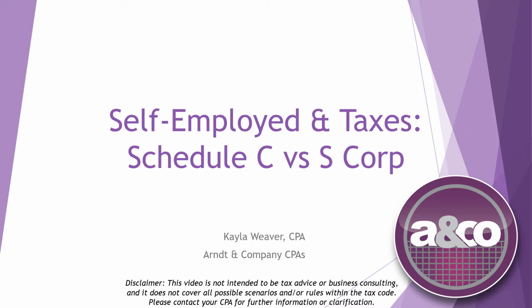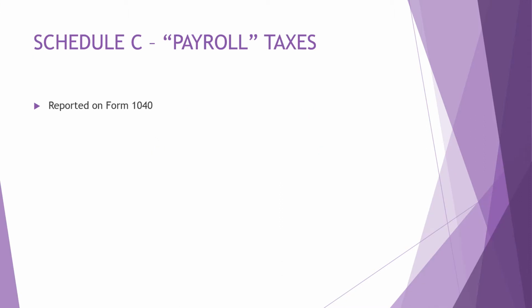Now you notice that I said payroll taxes. This is because income taxes are going to be the same under either scenario. So the savings come across when we look at each type of payroll taxes. So let's start with Schedule C. The Schedule C payroll taxes are reported on Form 1040. That is your individual income tax return.